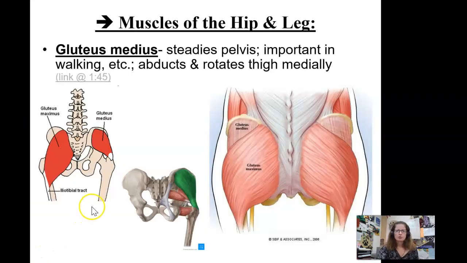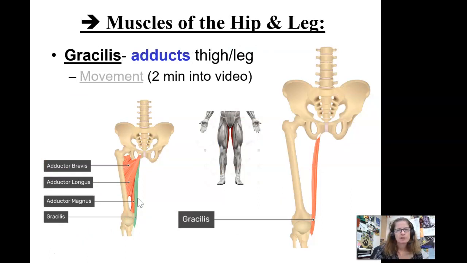For rotating the thigh medially, I'm going to use my arm because I can't get my leg into the camera here. So imagine my arm was my leg. Rotate medially means rotate and turn towards the inside, towards the middle of the body. So your whole leg can rotate in towards the middle of your body. The gracilis does the opposite motion. If we are abducting, going away, thanks to gluteus medius, the gracilis is going to help bring our leg back in. He's this really thin, skinny guy running along the inside.